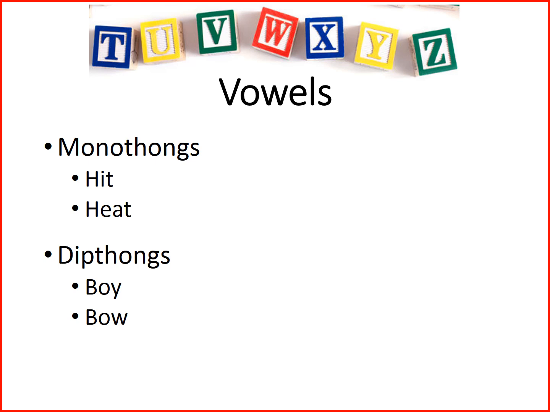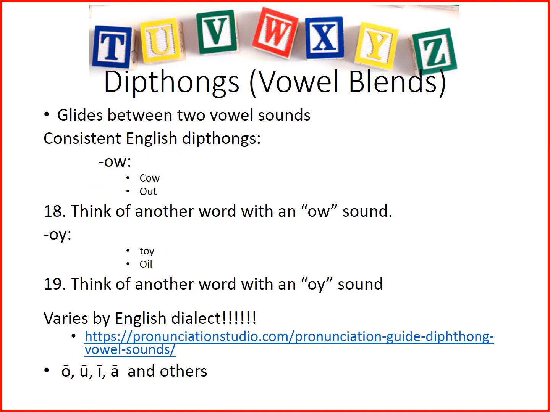But in our American English dialect, we have a lot of diphthongs, the most consistent being the oi and the ow diphthongs. So oi like in boy, ow like in bow. That word could also be bow, and o is sometimes considered a diphthong or gliding vowel, which we'll talk more about later.